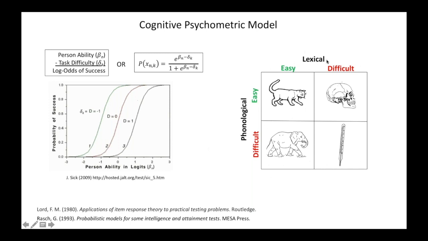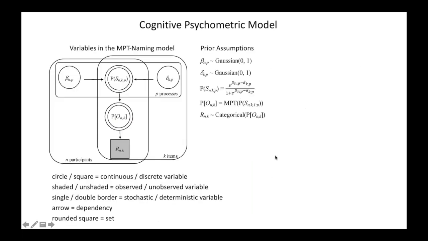And so you can see this for lexical selection, easy words, right? Four-footed animals, we recognize those very quickly. Things like skulls and thermometers are a little harder to recognize and come up with those words. But phonologically, cat and skull are easy to say, and elephant and thermometer are harder to say. So these are different dimensions of difficulty. Okay, so we estimate the model.